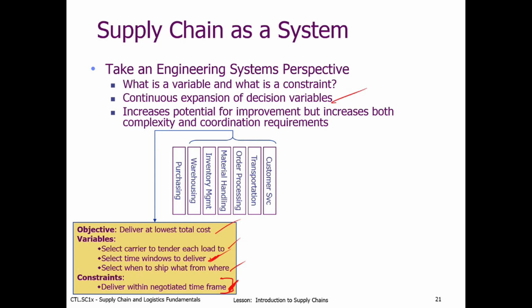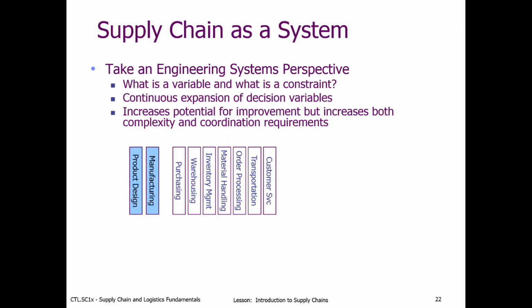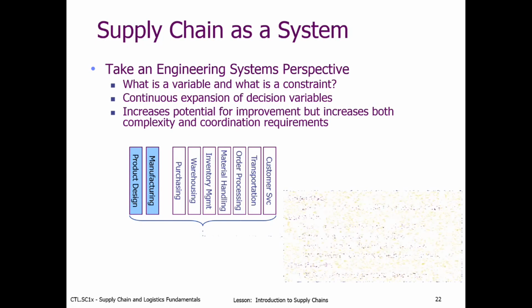My decision variables, I'm getting more and more of them, but it's making it more complex. But it could lead to a better solution. So let's keep going. Let's keep expanding this out. And now let's say I'm going to throw in manufacturing and product design. So I have some influence over that, and I have all the other functions.